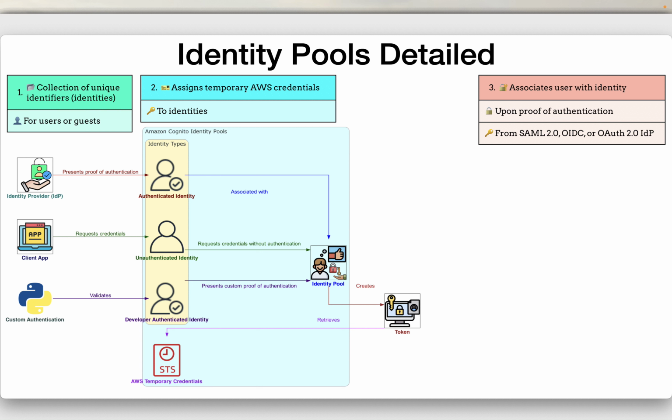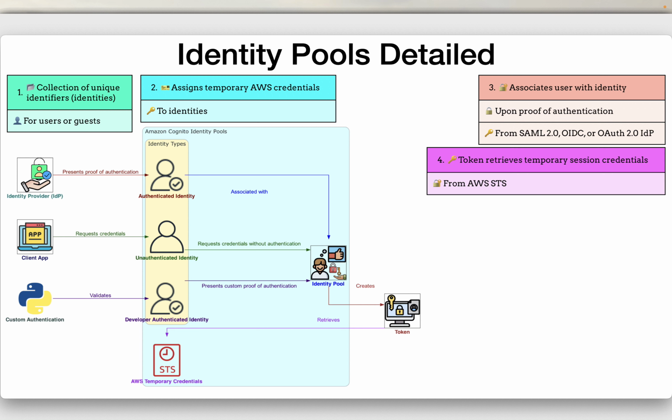So this is what I talked about, linking. So you have, let's say, Facebook or an OpenID Connect service. The user has to be there in the identity pool so that it can link. The token that your identity pool creates for the identity can retrieve temporary session credentials from AWS Security Token Service, AWS STS.